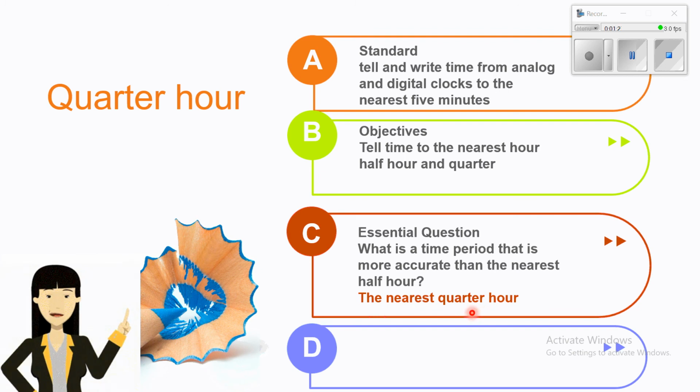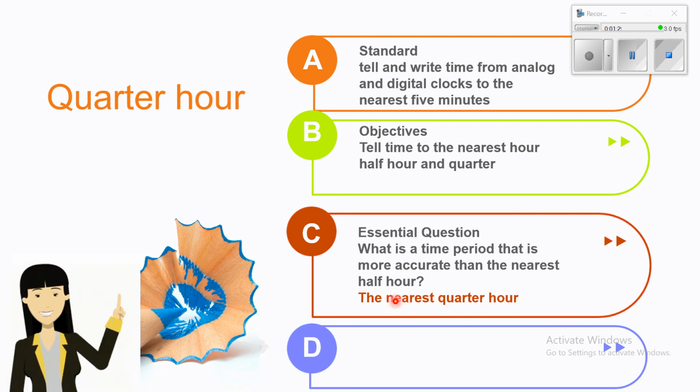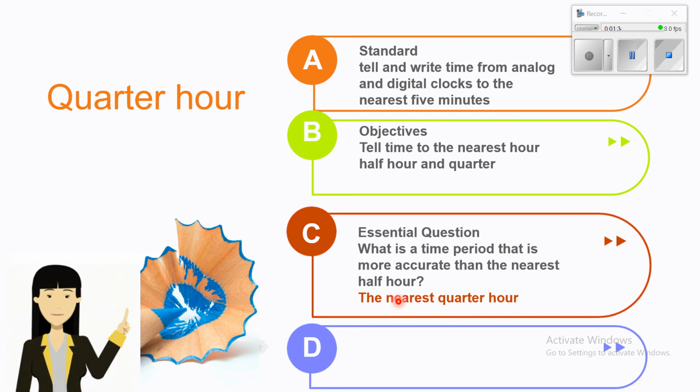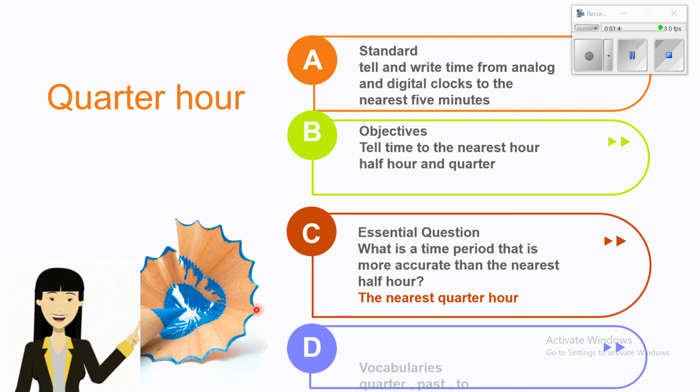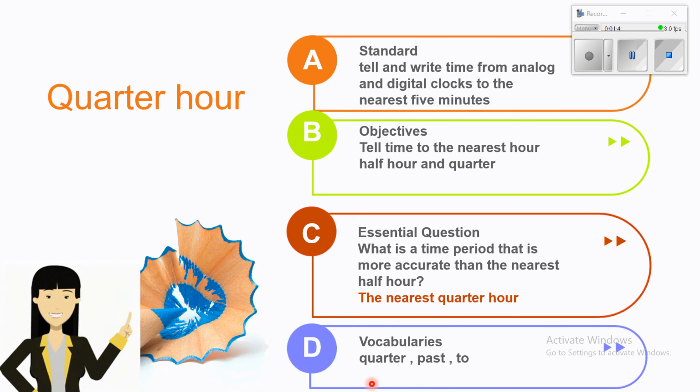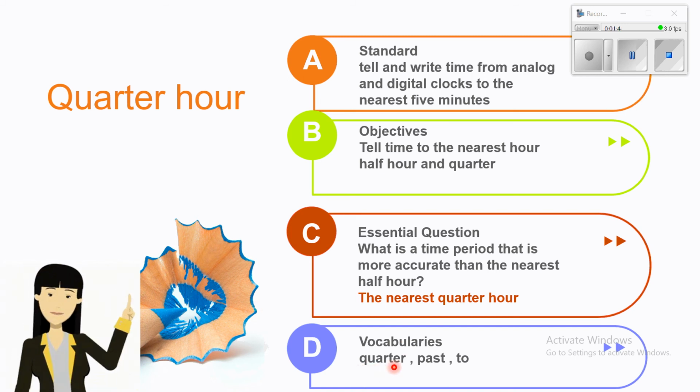So here we are in the third level. The first level is o'clock, the next one is half past, and now we have to take quarter to and quarter past. Let's start. Our vocabulary are quarter, past, and to.